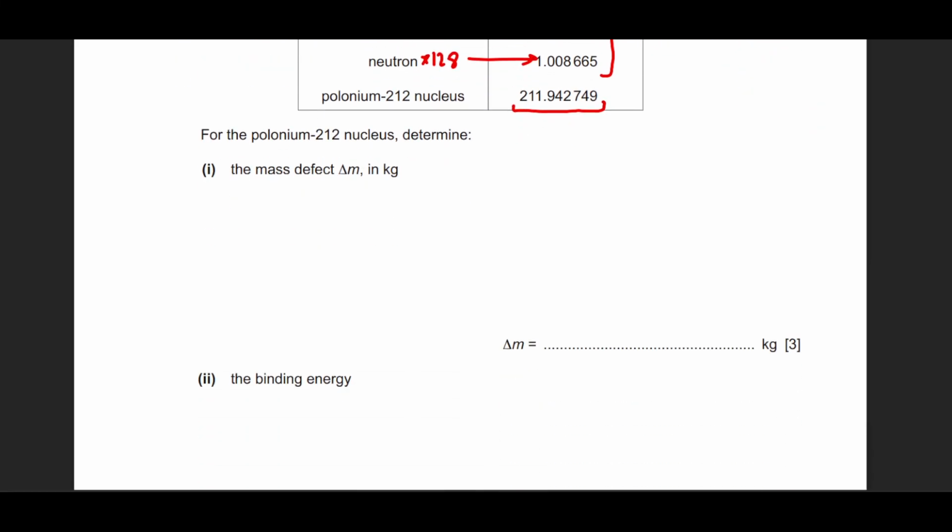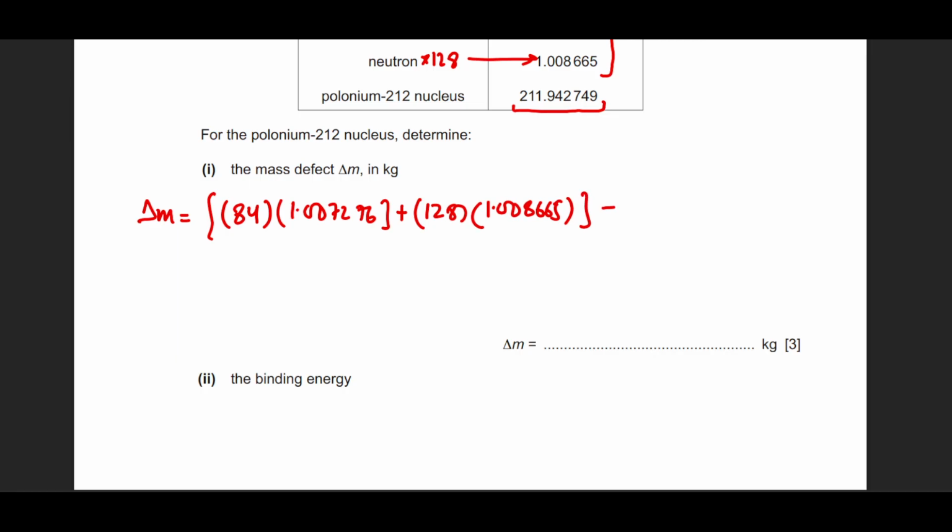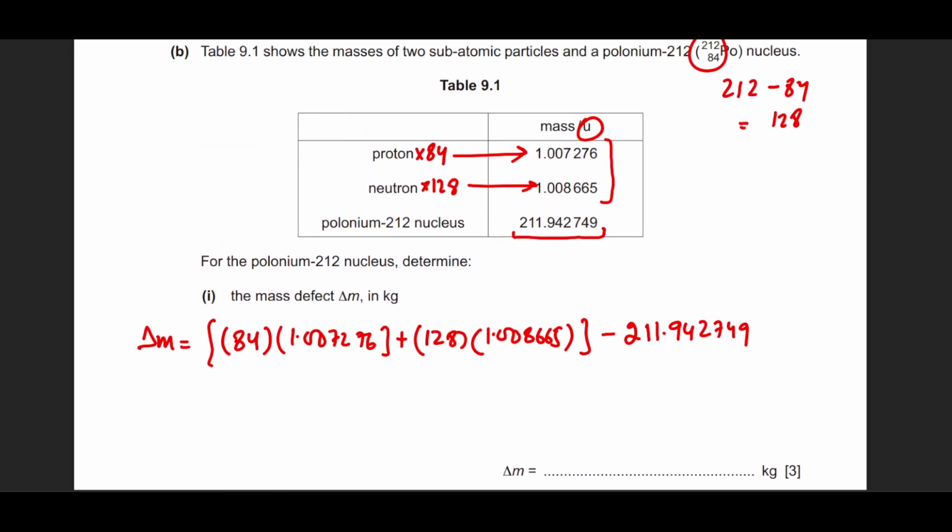So let's write down that equation properly. The mass defect will be equal to 84 multiplied by 1.007276, please use full values, plus 128 into 1.008665, minus, when they were together, 211.942749. Take all the values because the atomic mass unit is 1.66 into 10 raised to the power minus 27. So every decimal place counts because this itself is a very small number.